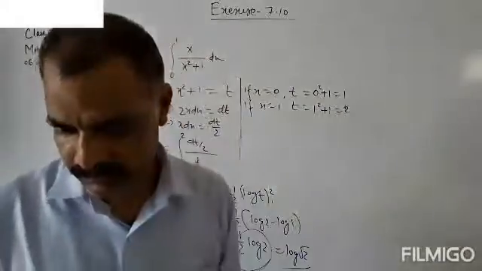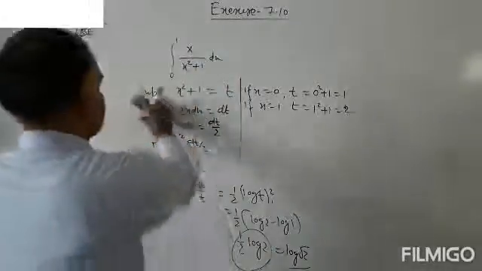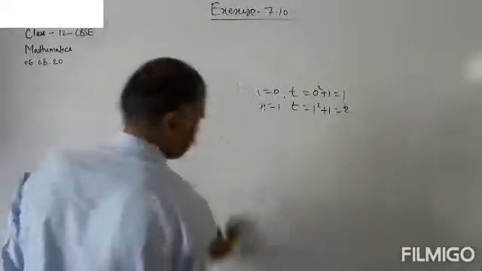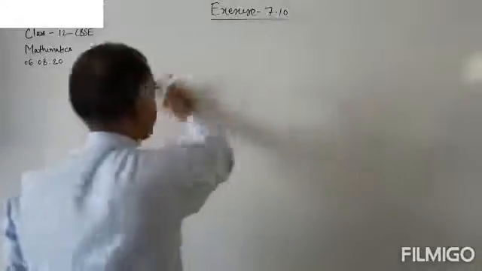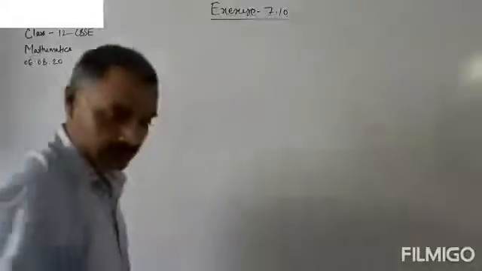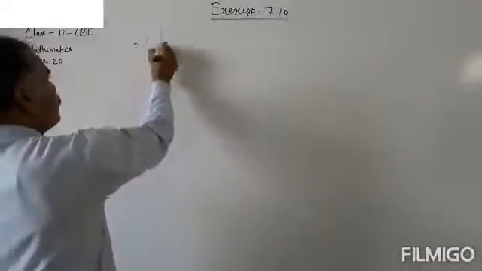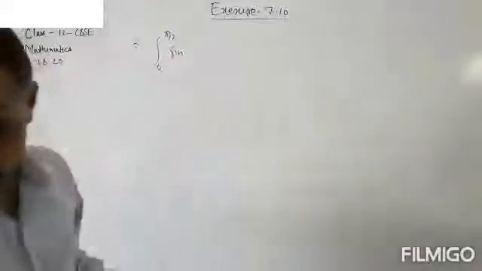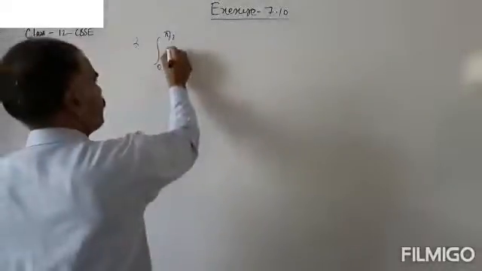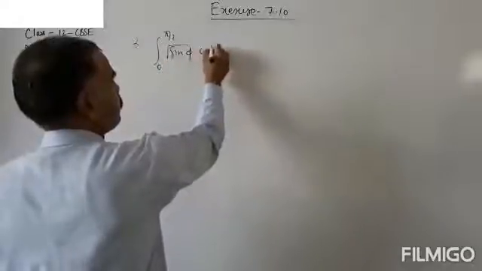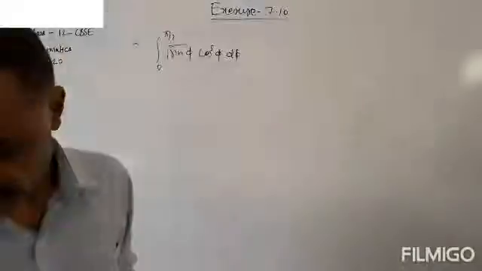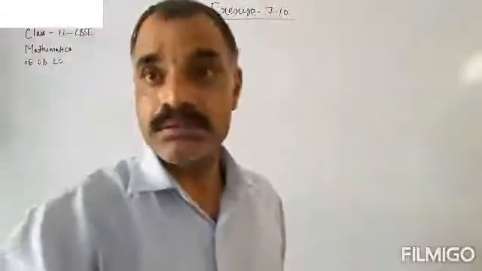So let us take another question. This was question number 1. Now let us take question number 2. Integrate from 0 to pi by 2, the limit is 0 to pi by 2, sine under root sine phi cos to the power 5 phi d phi. This is the question.